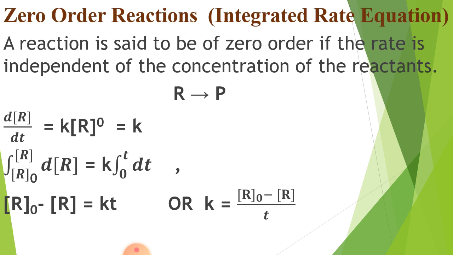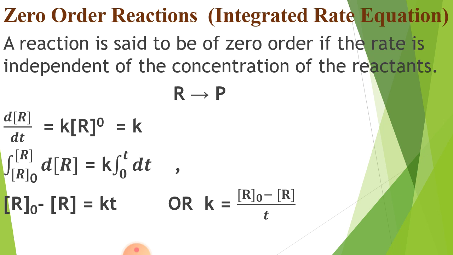Now we have to focus on the zero order reaction and also find the integrated rate equation. So what are zero order reactions? A reaction is said to be zero order if the rate is independent of the concentration of the reactants. Here the rate does not depend upon the concentration of reactant. So that's why this is known as a zero order reaction. Here R, that is reactant, changes into product.